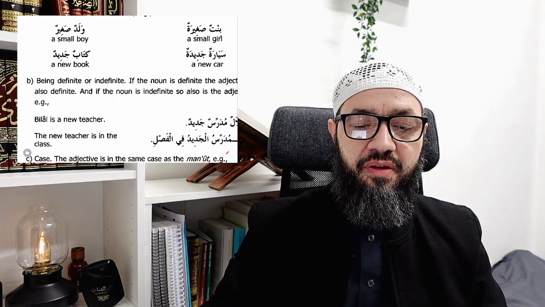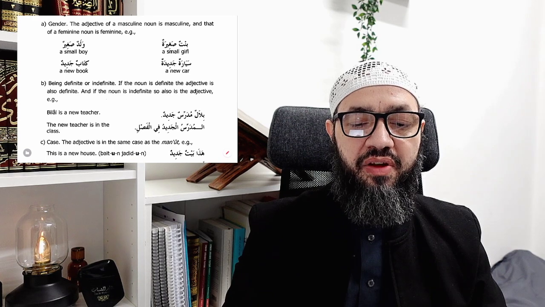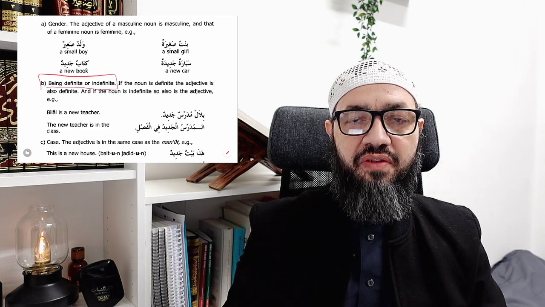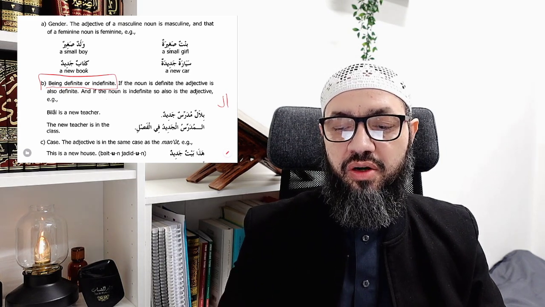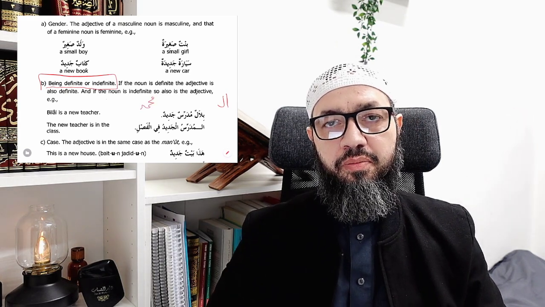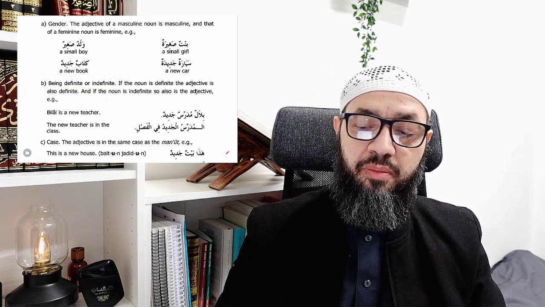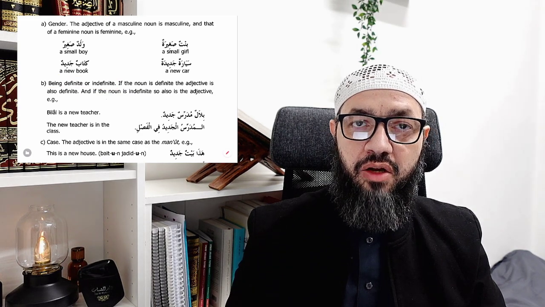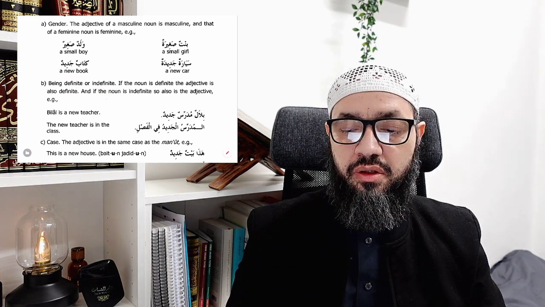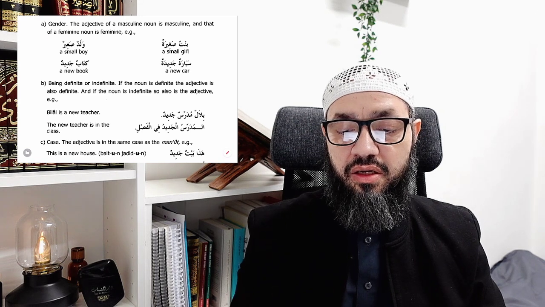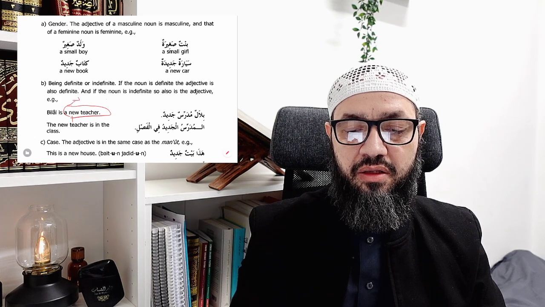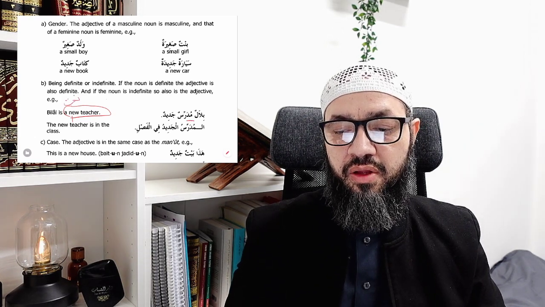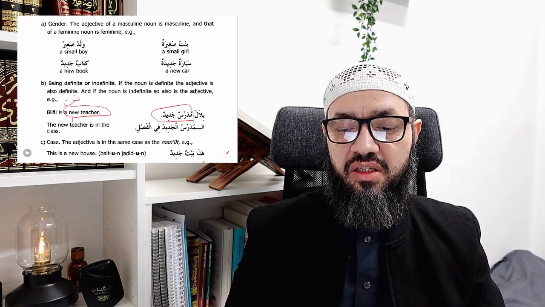The second one is it has to agree with it being definite or indefinite. What that means is, does it have alif and lam at the beginning of it or not? Or is it, for example, a proper noun, the name of a person, because that's also definite, right? The example he gives, he says here, Bilalun mudarrisun jadidun. So Bilal is a new teacher. So here are the words we're looking for: a new teacher, adjective, nat, and teacher, man'ut. Here it is in Arabic, mudarrisun jadidun, right?